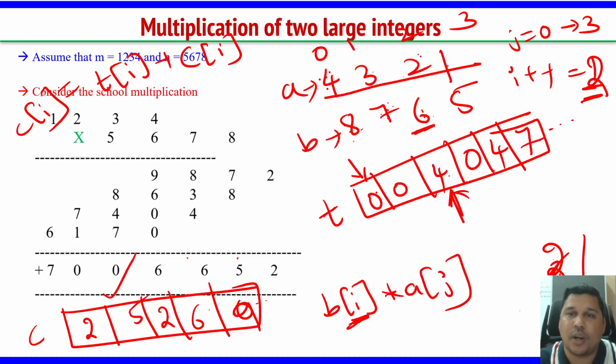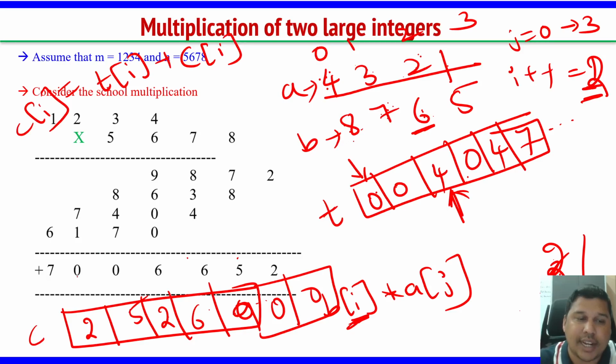So, iteration is over. Once the iteration is over, add this T to C. So, C has something like this with zeros. I will talk about the length of the T and C array. Okay. So, again add this T value to C. In this case, what I have to add? It is 0, 0, 4, 0, 4, 7.